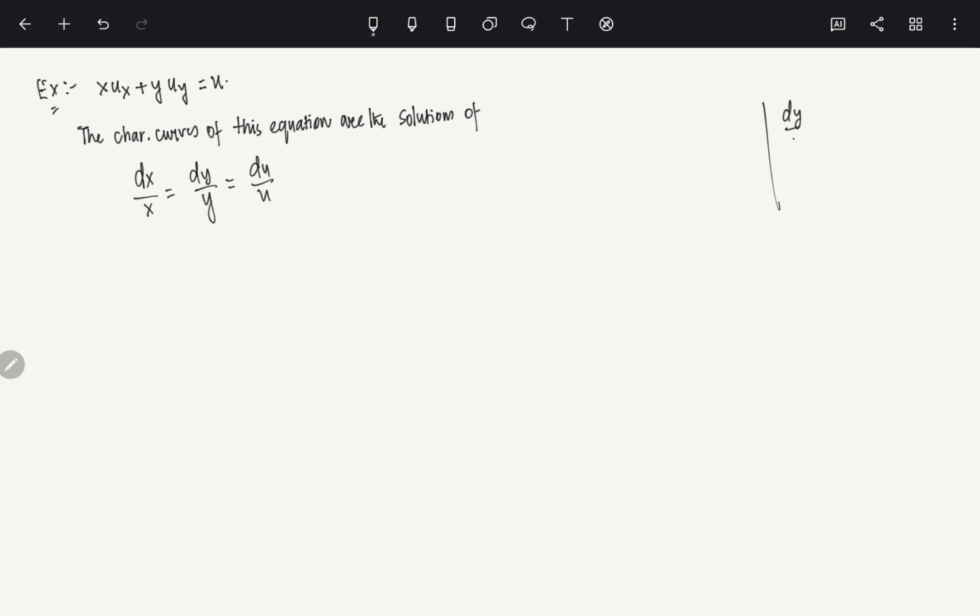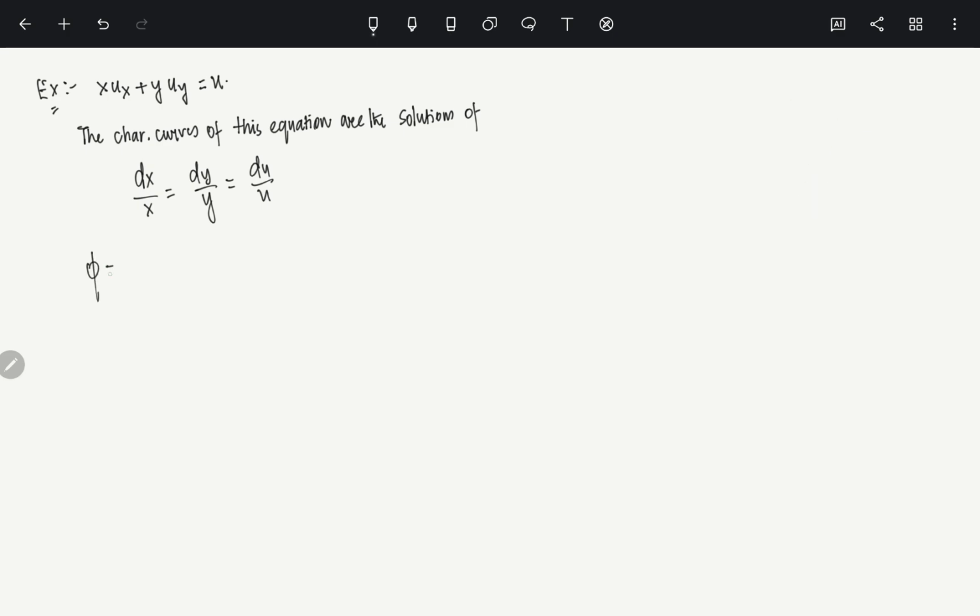This dy by dx is nothing but y by x, right? Dy by y, so y by x. Yes, y by x. Now you can just solve it. You can see that it becomes dy by y equals dx by x, and you can solve it in all these equations. So solving this equation, what do you get?